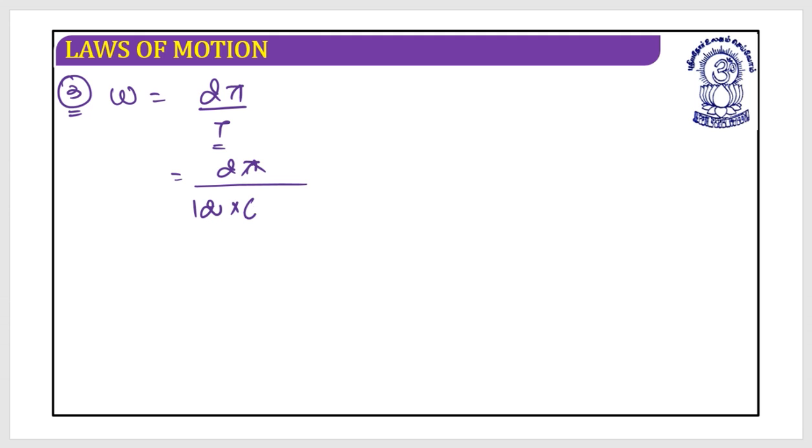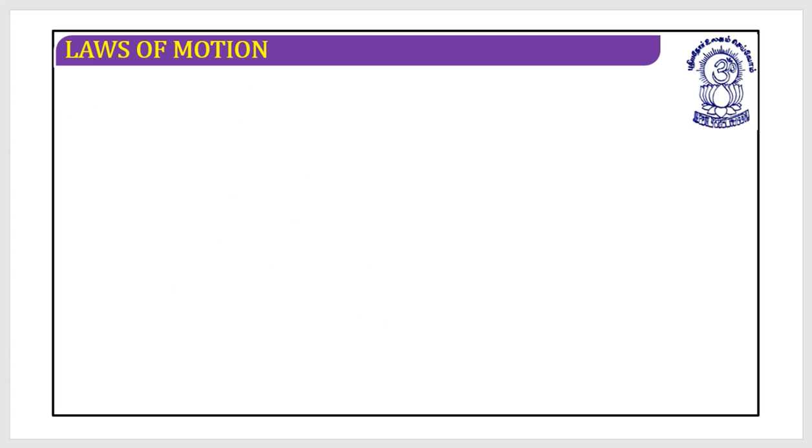It's 12 hours multiplied by 60 multiplied by 60. So this is pi divided by 6 into 3600 radian per second. I hope this is clear. Is it clear? Any issues in this? Any doubts? No? Great. Now let's move to the next question.